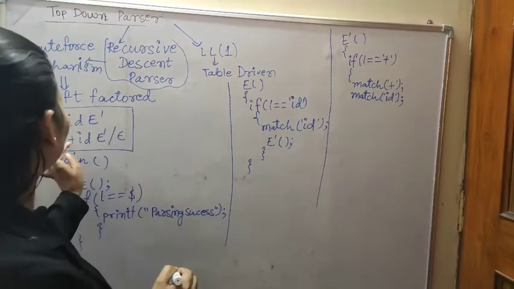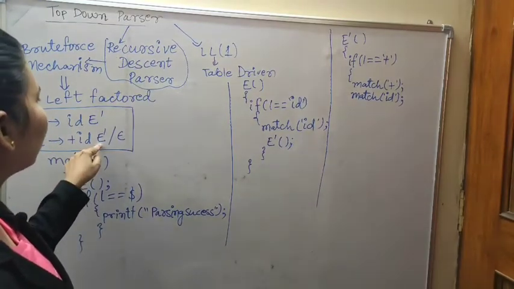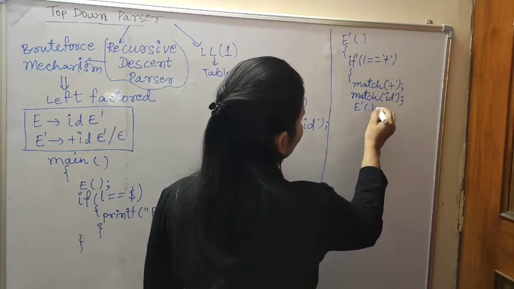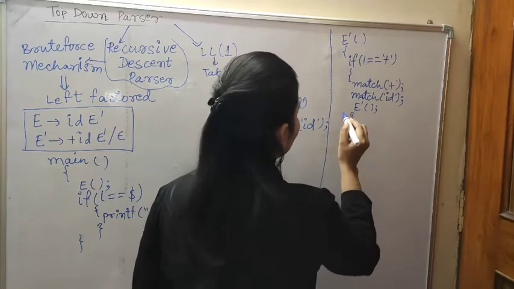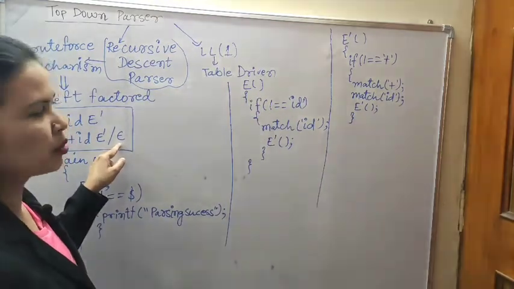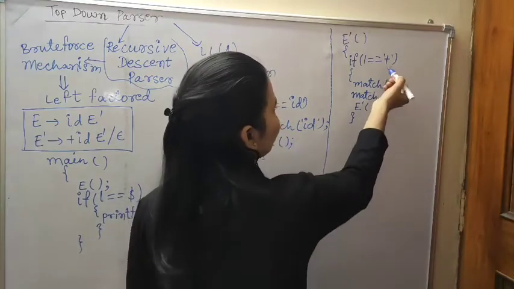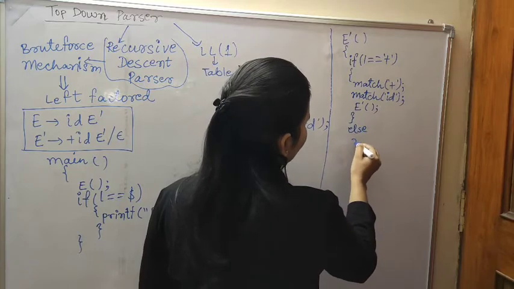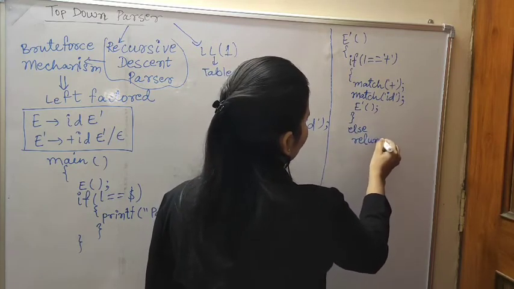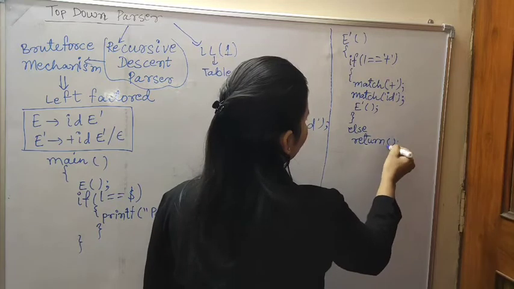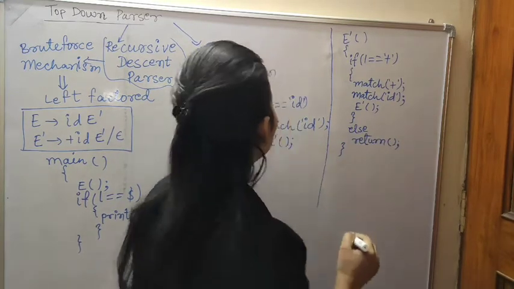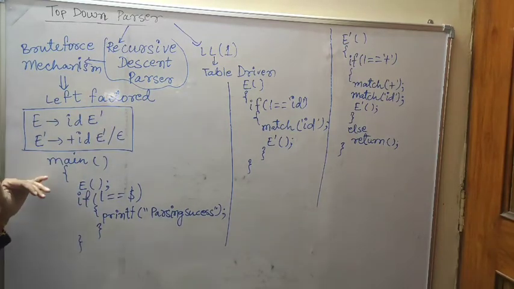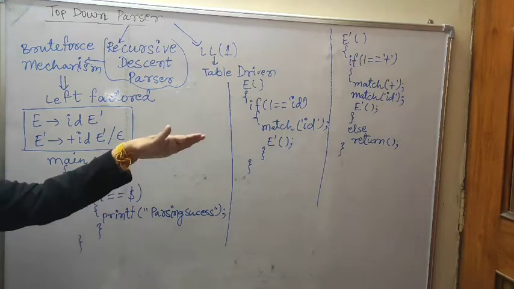Whenever we have matched plus, afterwards we print id, then afterwards what is given? E dash. Again we will call the E dash function. Close the braces. Then afterwards what is given? Epsilon. Then write: if look ahead is not equal to plus, then else return. So then now it closes. These are the functions we are using in the recursive descent parser. We have now seen how to write the functions.